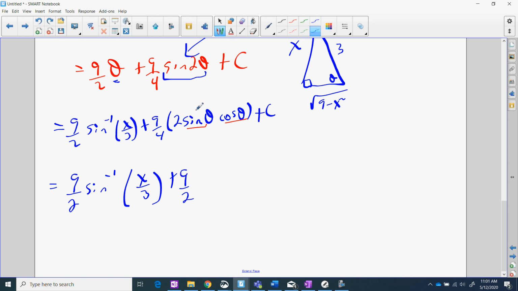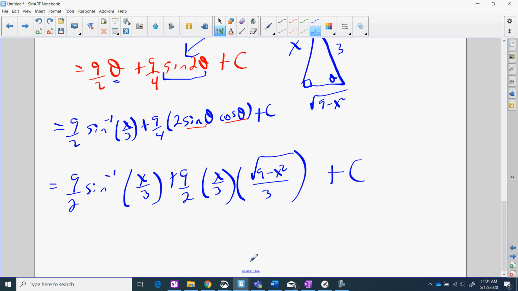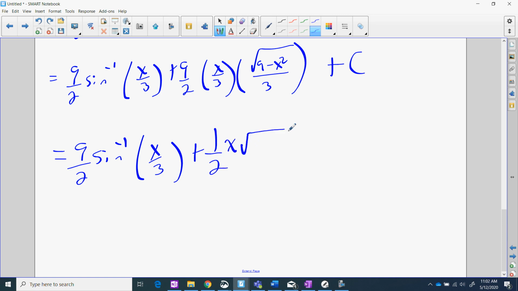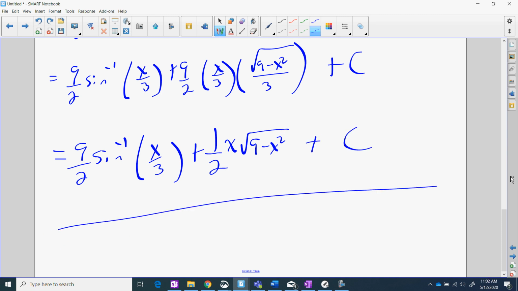And now from your triangle, sine of theta is x over 3. Cosine of theta is this side over this side, over 3. Don't forget your plus C. And then they'd probably clean that second term up a little bit if you check the answer key. So it'd be 9 over 2 inverse sine of x over 3. This is a 9 here, a little cross-sided, so it's really just going to be a half, all those constants. And then you'd have x times the square root of 9 minus x squared, plus C, which is your final answer.